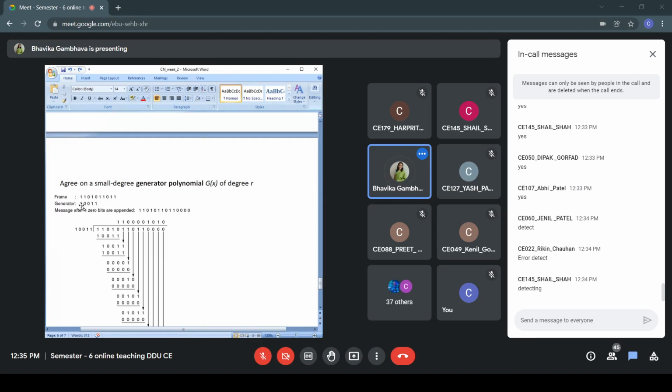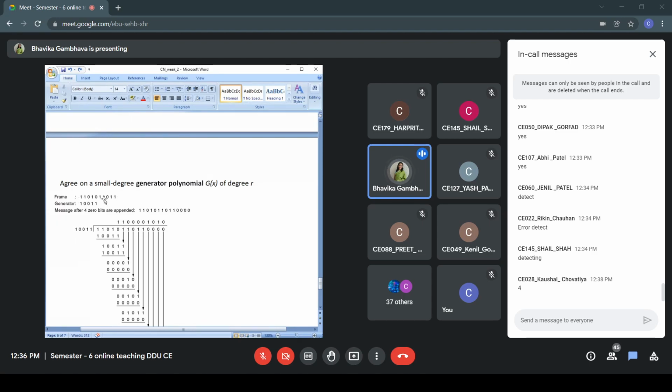Of the generator polynomial, what is the highest power of x? That is 4, right? That means you will be appending 4 zeros after the frame. If the term is 111, then you will be appending 2 zeros. If the term is 110011, then the power of 5 is there, so you will be appending 5 zeros. So based on the generator polynomial, you will decide how many zeros are to be appended at the end. In this case, it is a power of 4, so 4 zeros will be appended here.